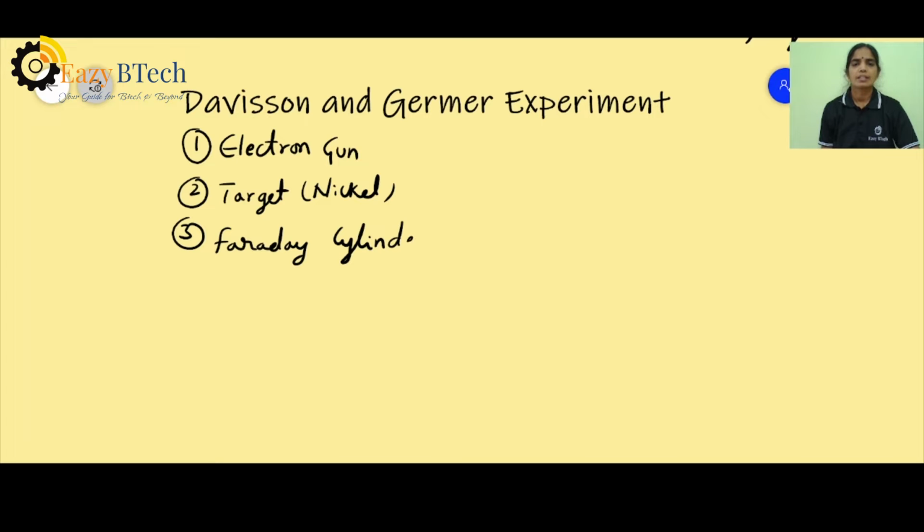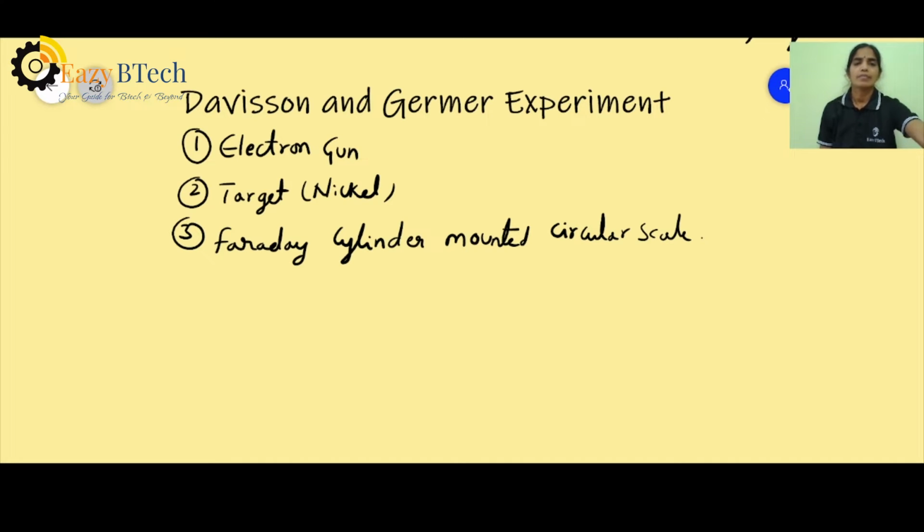When I say circular scale, this Faraday cylinder moves on the circular scale in all the directions to capture all the electrons that have been reflected in different directions. Here the electron gun produces electrons which are made incident onto a target, and these reflected electrons are collected by means of a Faraday cylinder which keeps moving on the circular scale.